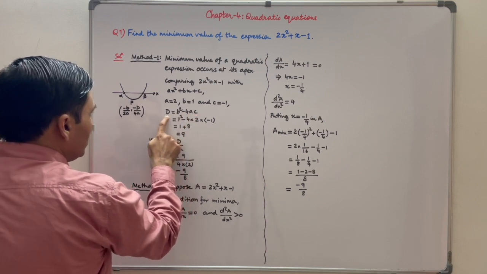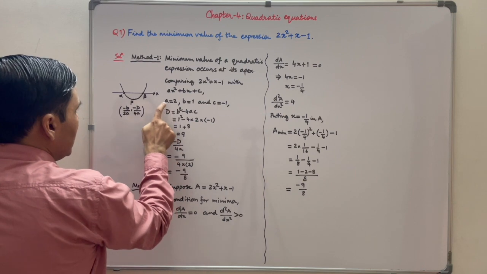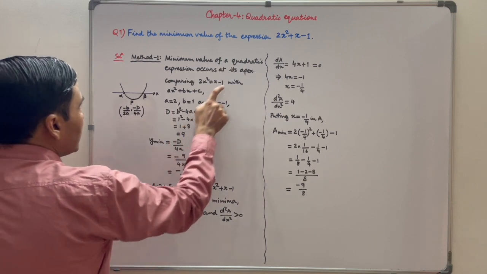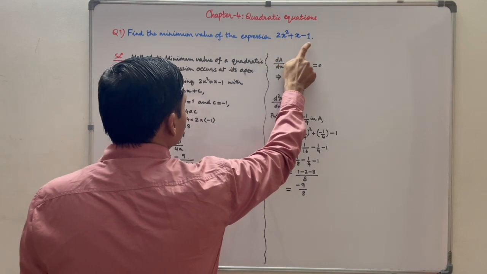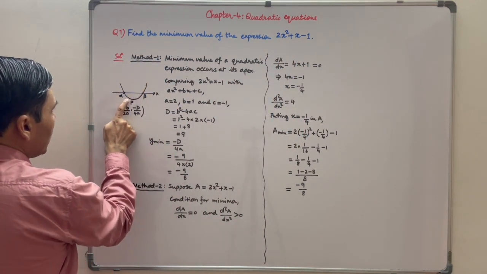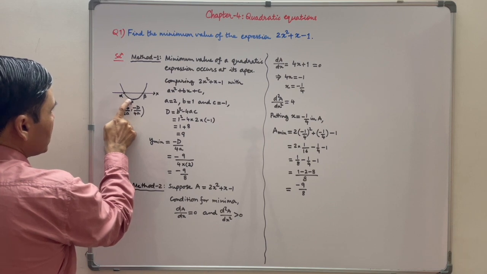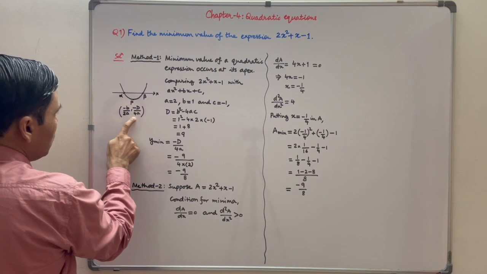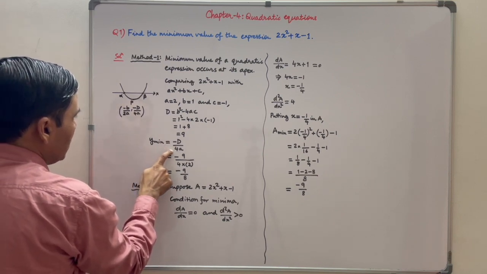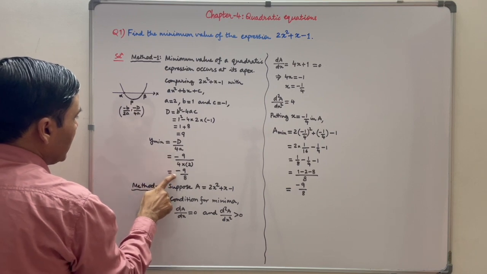So d comes out to be equal to 9. A is greater than 0 and d is greater than 0. So graph of 2x square plus x minus 1 will be something like this. Y minimum will occur at point P, which is apex of the parabola. Its value is given by minus d by 4a. So y minimum is equal to minus d by 4a, which comes out to be equal to minus 9 by 8.